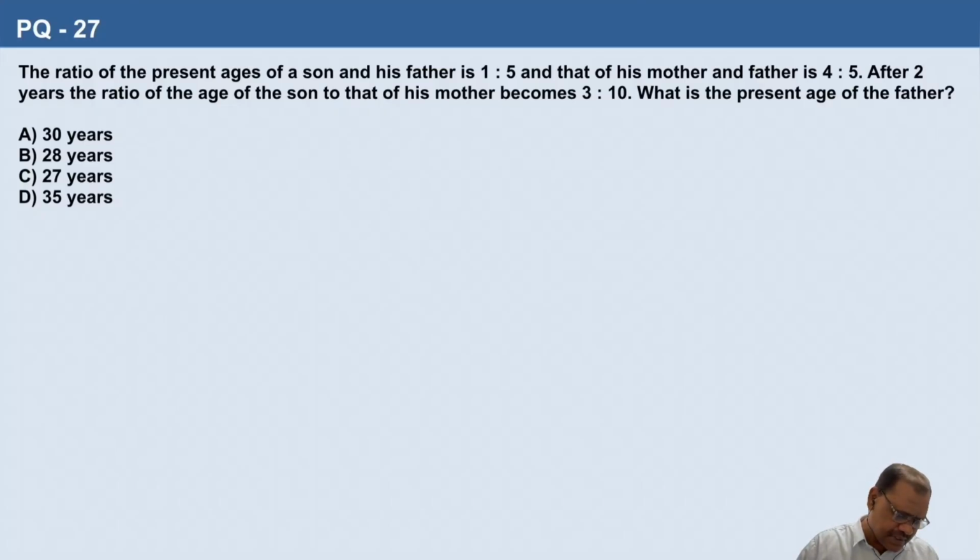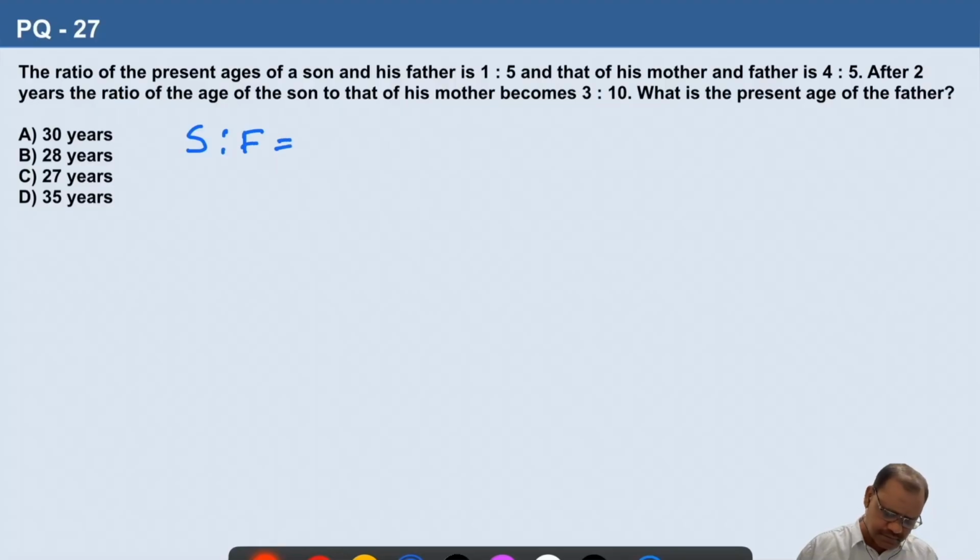So, son and father, the ratio is 1:5. And mother and father, you can take father and mother, the ages ratio is 5:4. You can combine the ratios. Son to father to mother is 1:5:4.